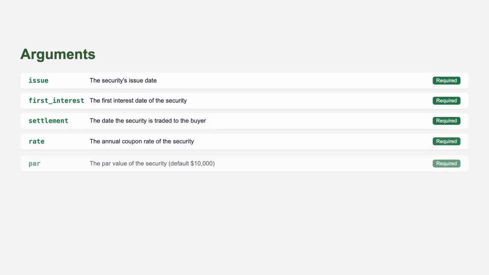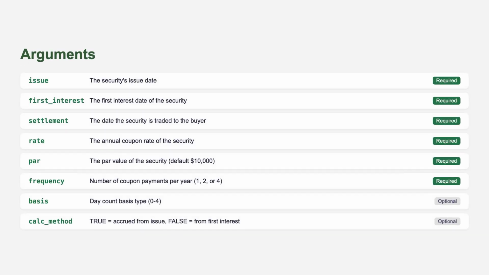There are 8 arguments. Issue, the security's issue date. First_interest, the first interest date. Settlement, the date the security is traded to the buyer. Rate, the annual coupon rate. Par, the par value, which defaults to $10,000.